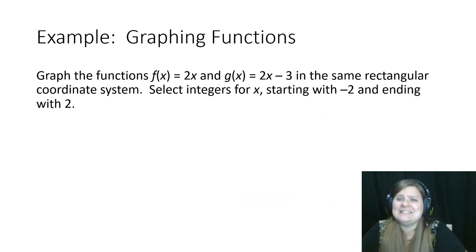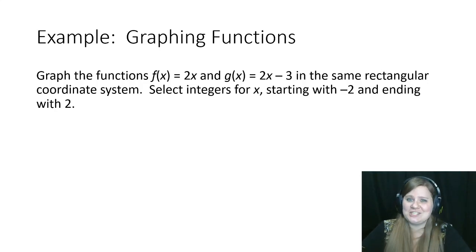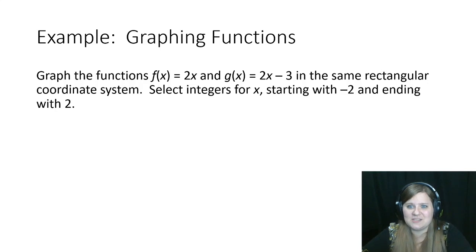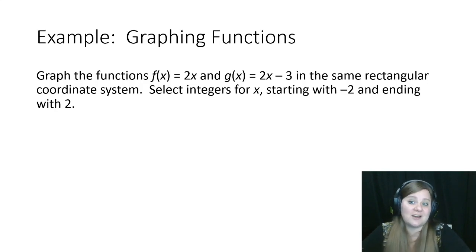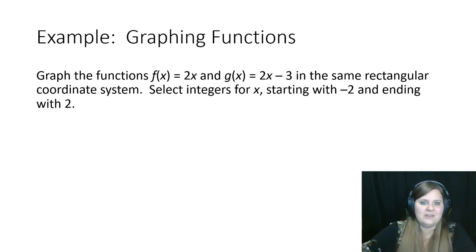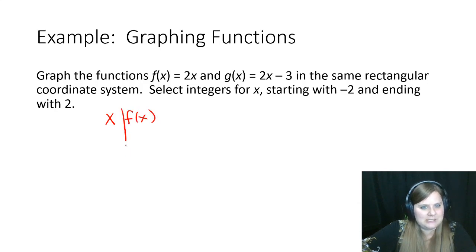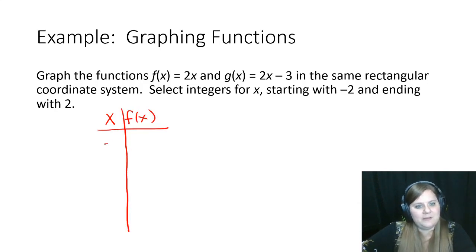So let's try graphing the functions f of x equals 2x and g of x equals 2x minus 3 in the same rectangular coordinate system. They want us to select integers for x starting with -2 and ending with 2. So if I have x and f of x for one t-chart, I'm going to fill it in from -2 to 2.